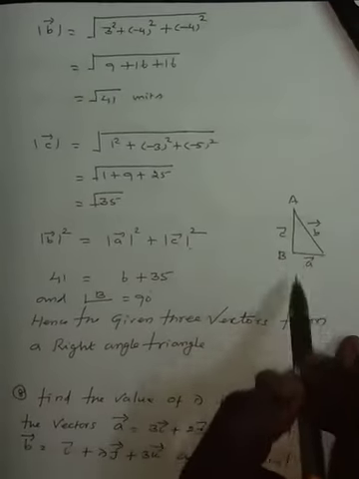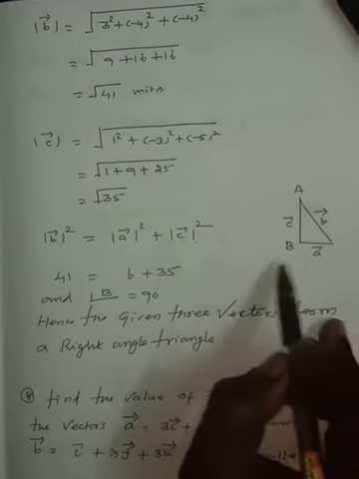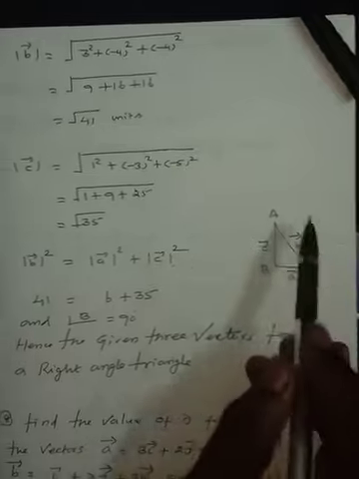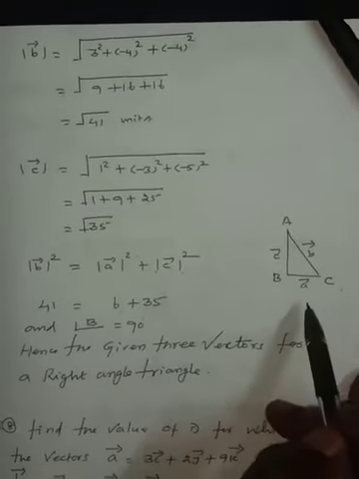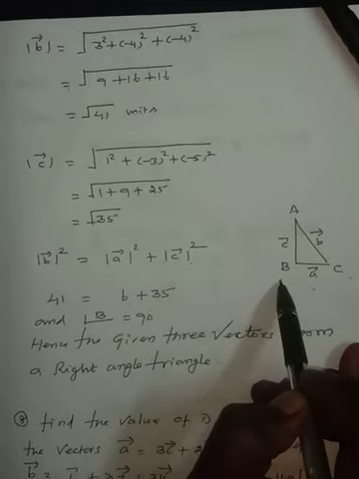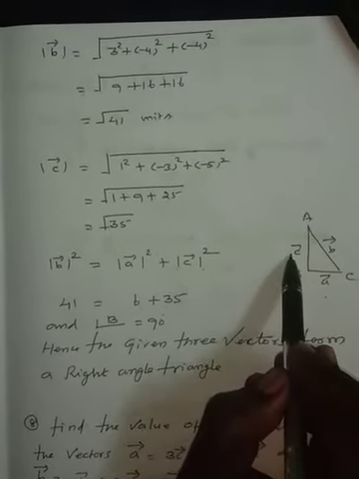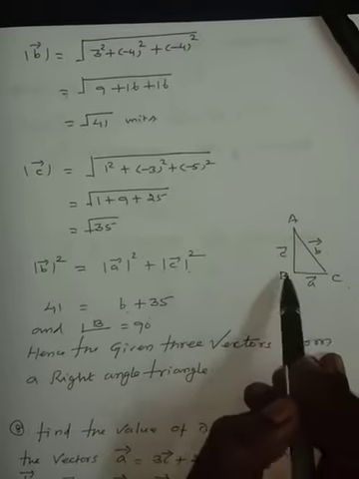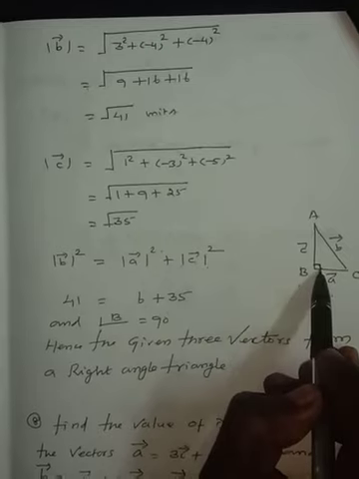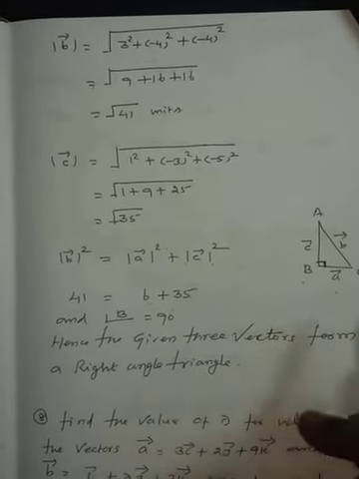Why? Draw a right angle triangle ABC. The side opposite angle A is small a vector, the side opposite angle B is small b vector, and the side opposite angle C is small c vector. So this angle B is 90 degrees, so the triangle ABC is a right angle triangle.